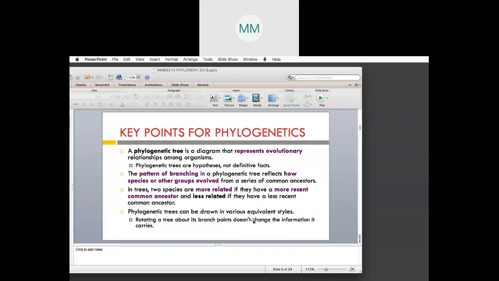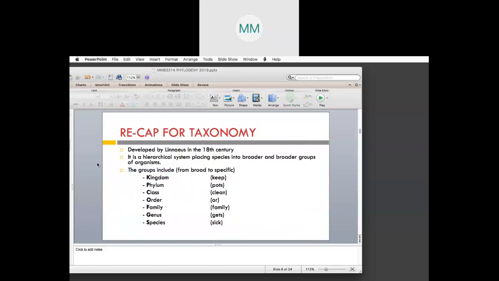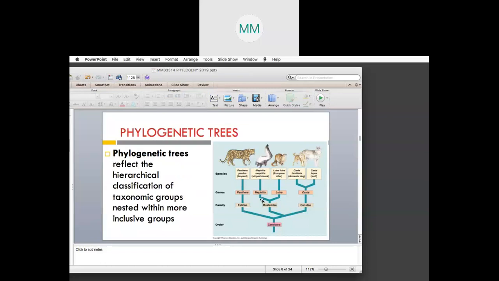Okay. So now we're coming into phylogenetics. Okay. So a phylogenetic tree is a diagram. Dia memang diagram, it's more of an illustrative diagram that represents, mewakili evolutionary relationships among organisms. Now this one is very important here. Phylogenetic trees are hypotheses, not definitive facts. Okay, so contohnya, ada tak examples? Okay, so in this case, this phylogenetic tree is considered a hypothesis. But it doesn't mean yang ini seadanya dia, inilah yang faktanya.